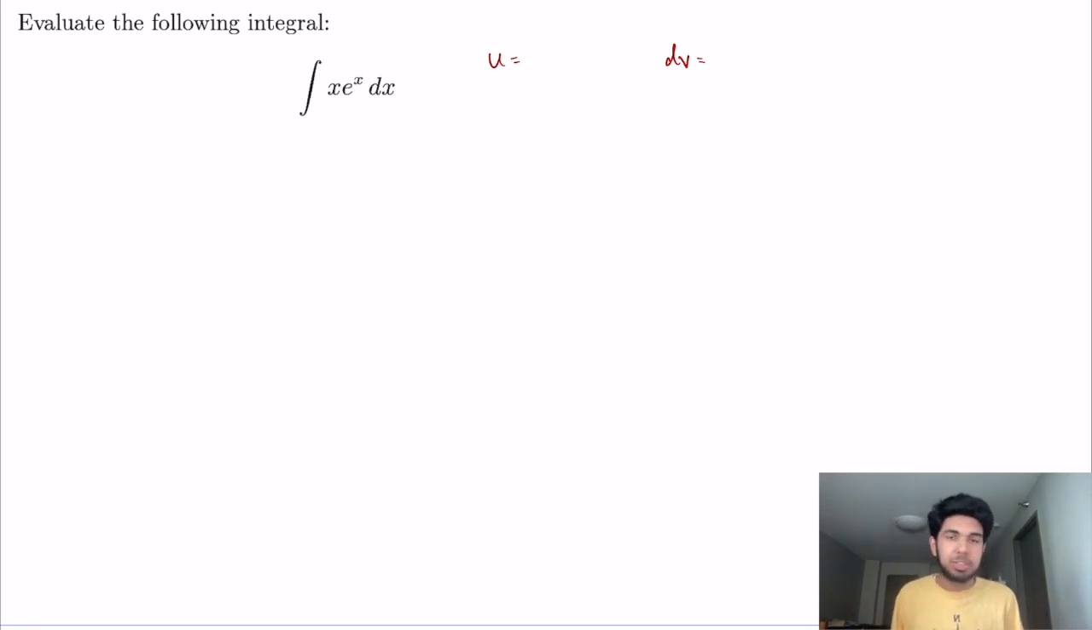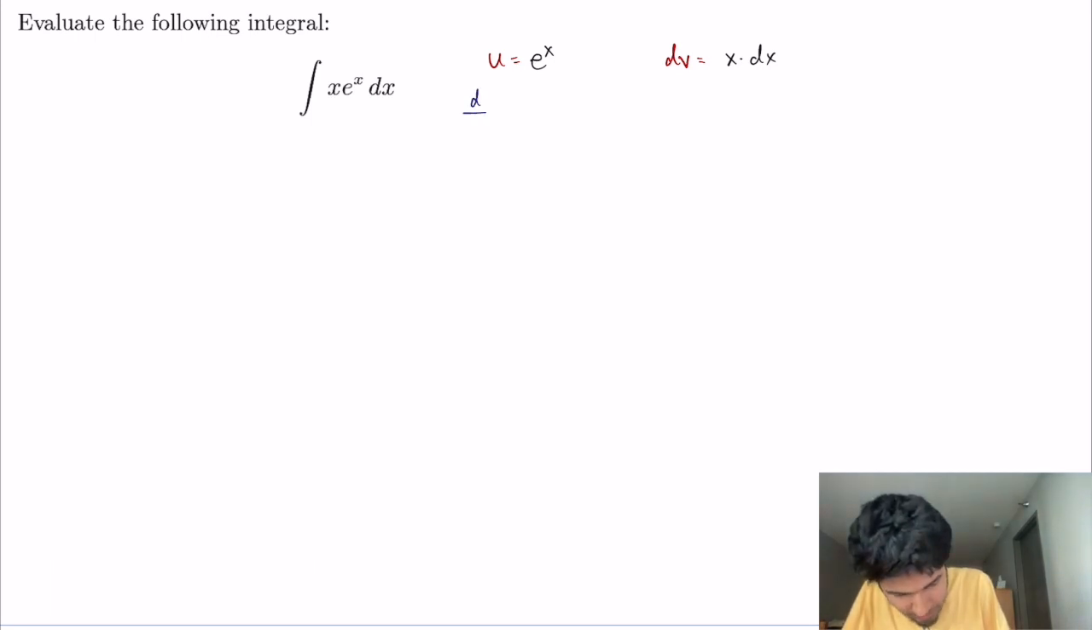So let's try doing u equals e to the x. And then that means dv should be x times dx. So now we see that the product of u and dv does equal x e to the x dx. From here, I like to compute du and v, because I know I need those when I use the formula for integration by parts. So what I can do is take the derivative, d dx, of both sides.